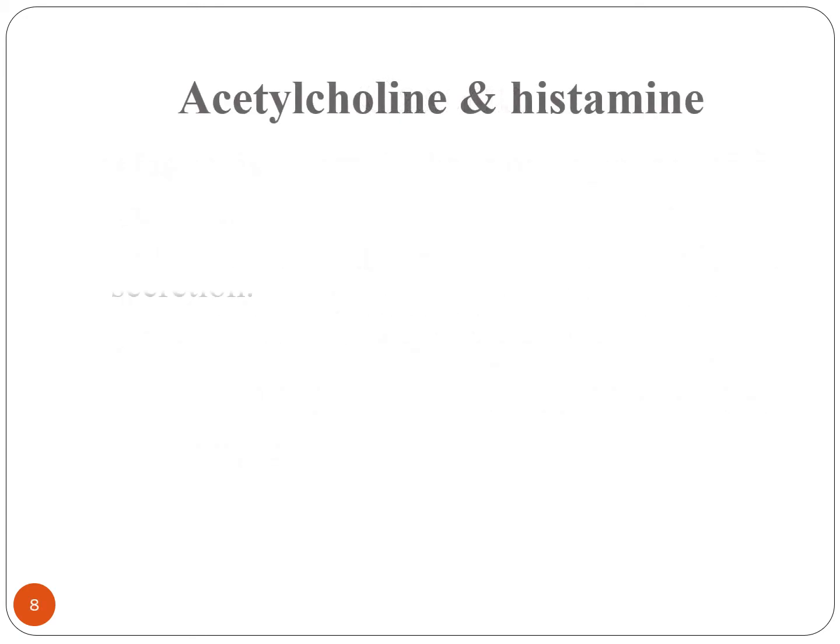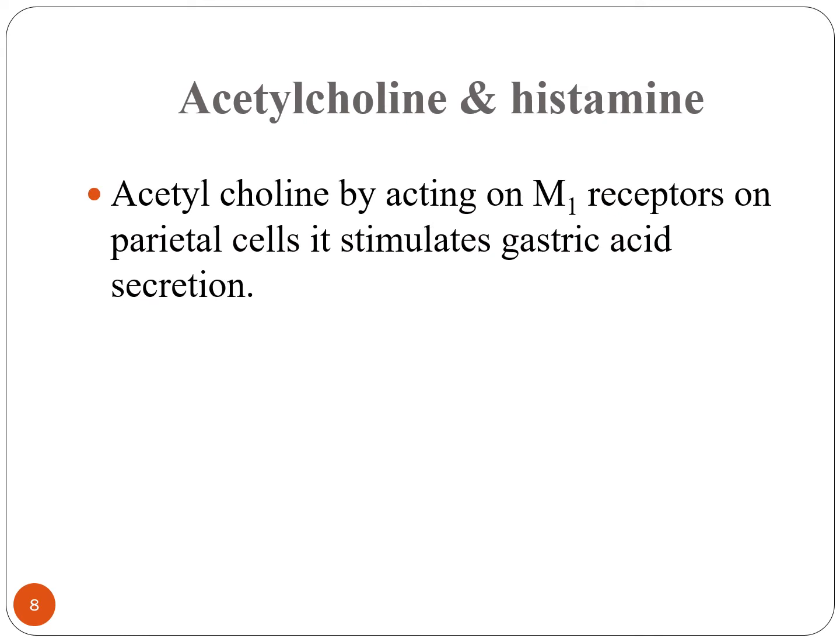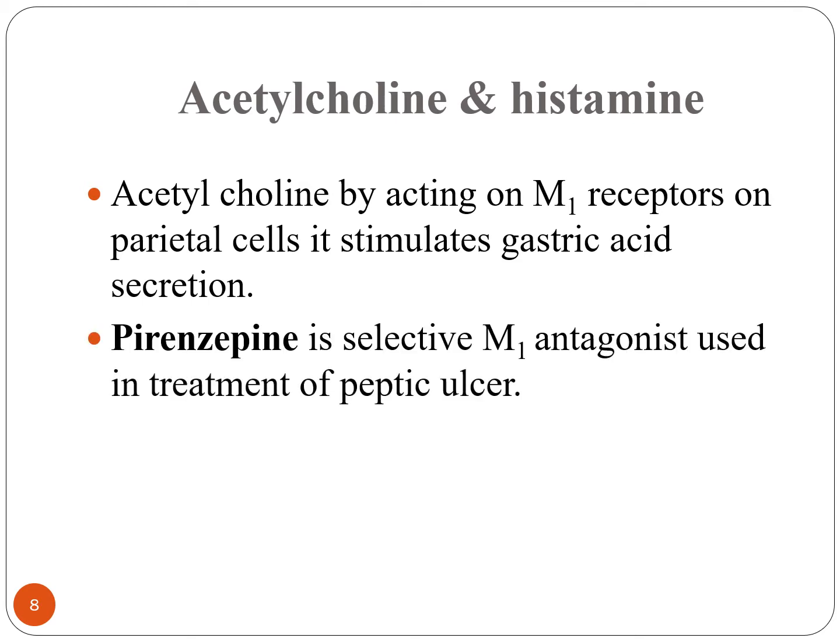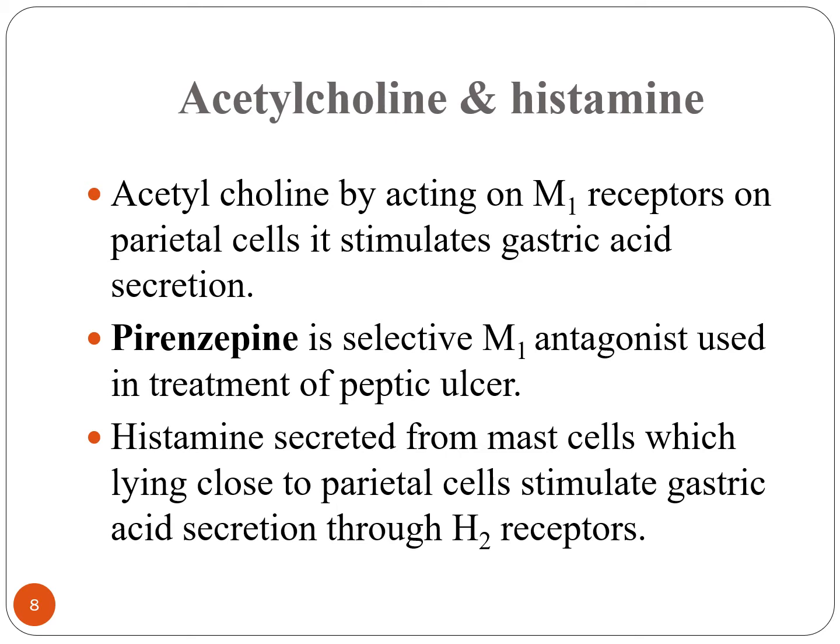Then acetylcholine and histamine. How do we know that acetylcholine, by acting on the M1 receptors on the parietal cells, stimulates gastric acid secretion? We have pirenzepine, which we mentioned before, a selective M1 antagonist that can be used for the treatment of peptic ulcer. While histamine, as we mentioned, is secreted from the mast cells, which lie close to the gastric parietal cells. Autocoid means local hormone, so it is close to the parietal cells. It stimulates gastric acid secretion through histamine H2 receptors.